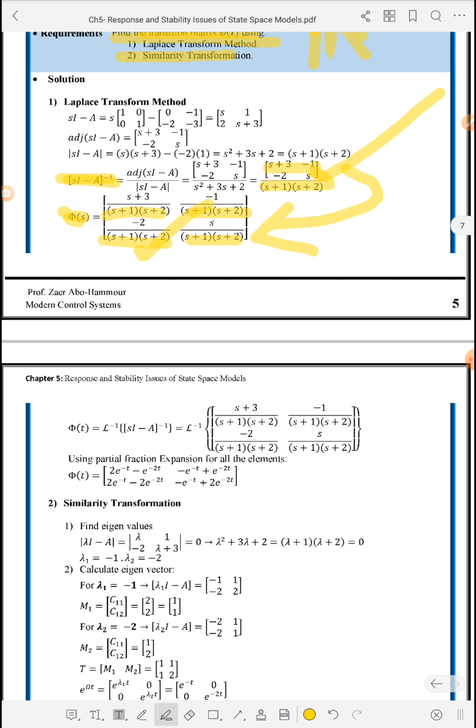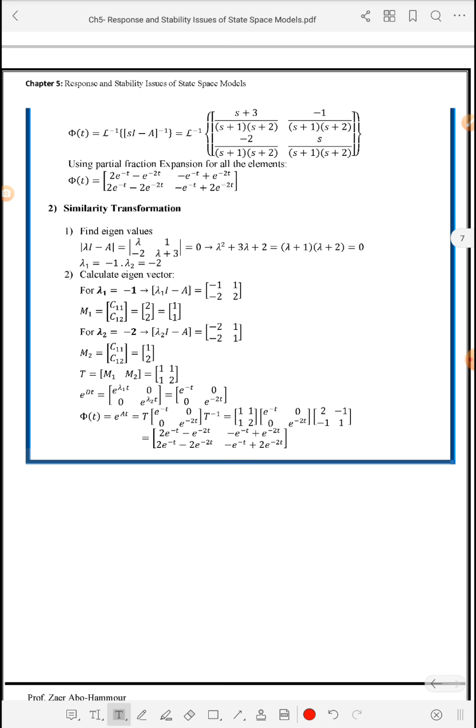And if we want to find phi of t, not phi of s, because it's the state transition matrix, then phi of t will be the Laplace inverse of sI minus A inverse, which is the Laplace inverse of the four terms of this 2 by 2 matrix. And finally, after applying the partial fraction reduction and performing all the required procedures to get the Laplace inverse, we get this 2 by 2 matrix for the state transition matrix.